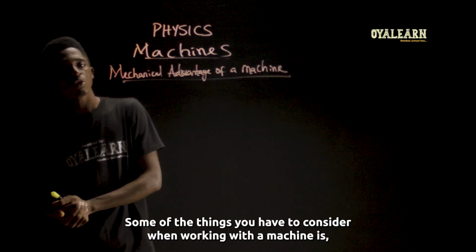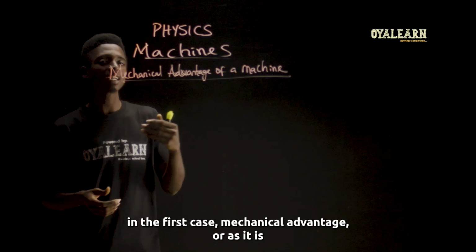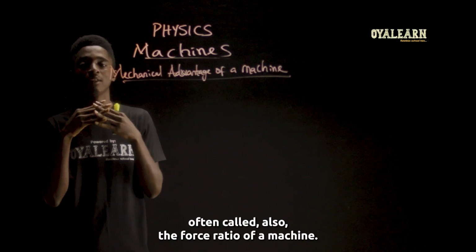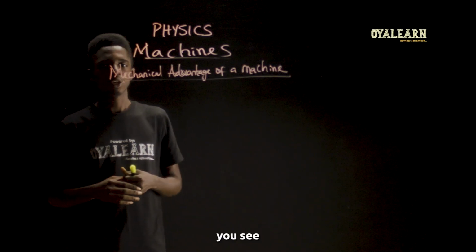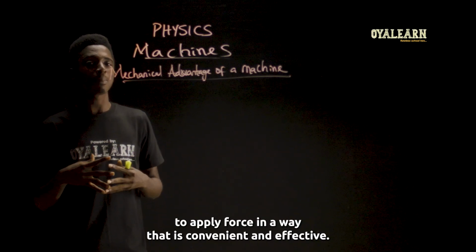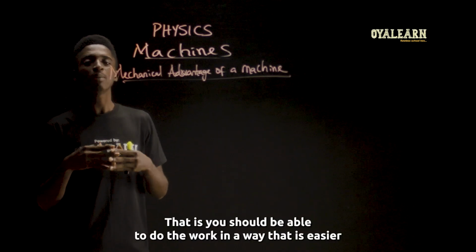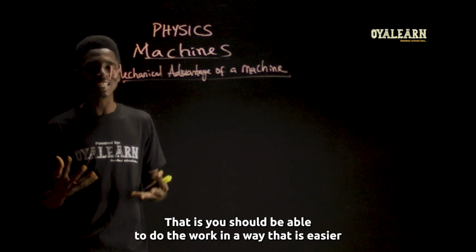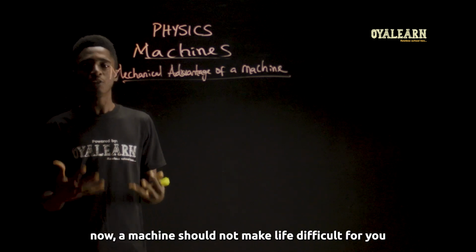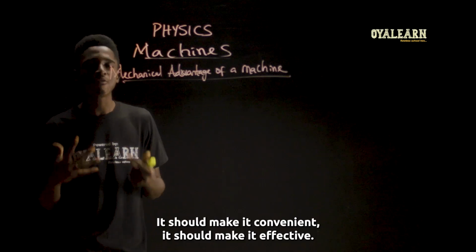Some of the things you have to consider when working with a machine is, in the first case, mechanical advantage, or as it is often called also, the force ratio of a machine. You see, the reason why you use a machine is because it allows you to apply force in a way that is convenient and effective. That is, you should be able to do the work in a way that is easier than you would normally do it. Now, a machine should not make life difficult for you. It should make it convenient. It should make it effective.